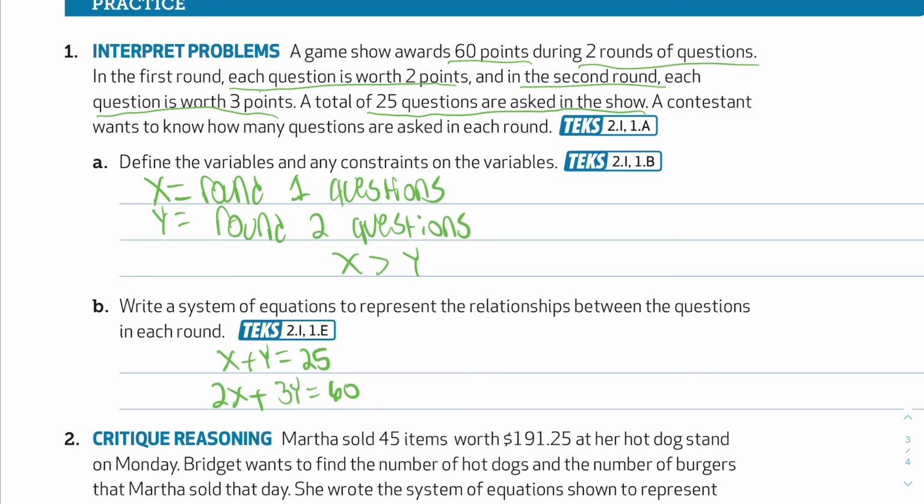One equation, the 60 points, is all talking about points. So you got these 2-point questions, you got the 3-point questions, but what's in common between both of those rounds and both of those types of questions? The fact that they're questions. The only thing different is the point value, but what's the same is that they are questions. We need to pick a variable for X and for Y that's the same in this equation and the same in this equation. If this isn't making sense, send me a message about it.